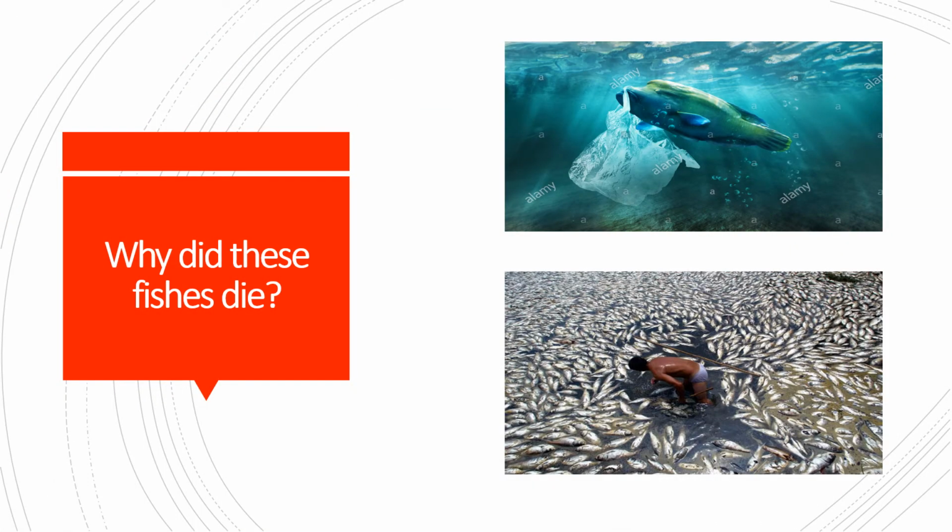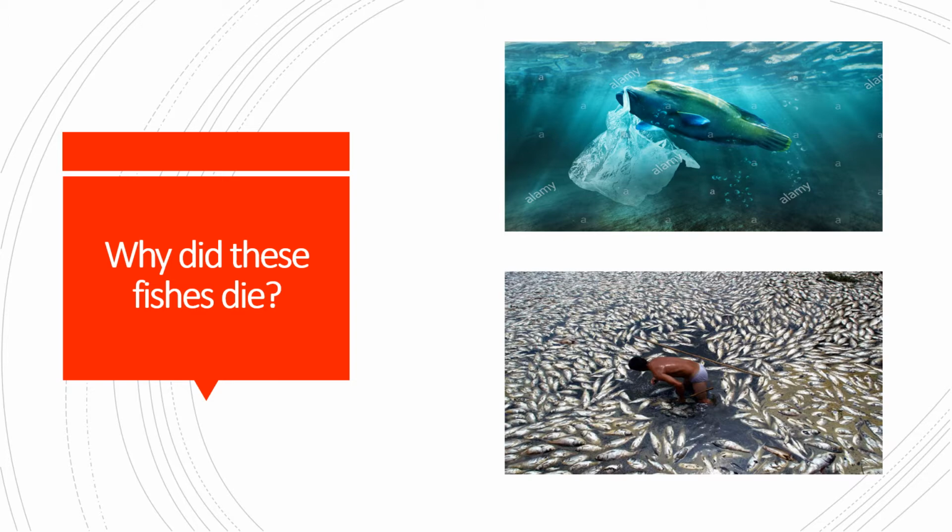Okay, as usual, we will read out the text, but before reading out the text, I want to show you two pictures. On the screen, you can see two pictures, and both of the pictures are representing fish population, right? The picture on the top is representing an entangled fish from an ocean, and the picture below is representing a dead fish population in a river, right? So what do you think? Why did these fishes die? And do you think that the fish entangled with the polythene will be able to live or will be able to survive?